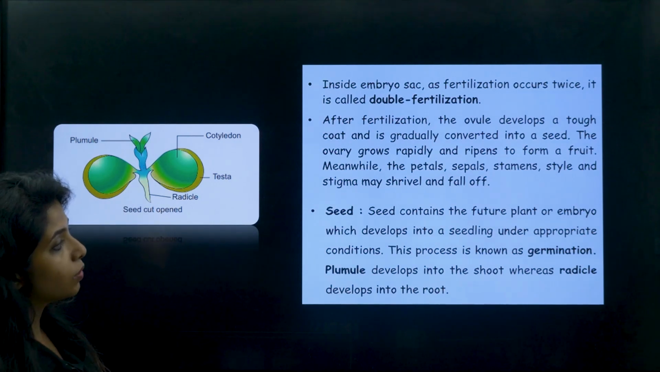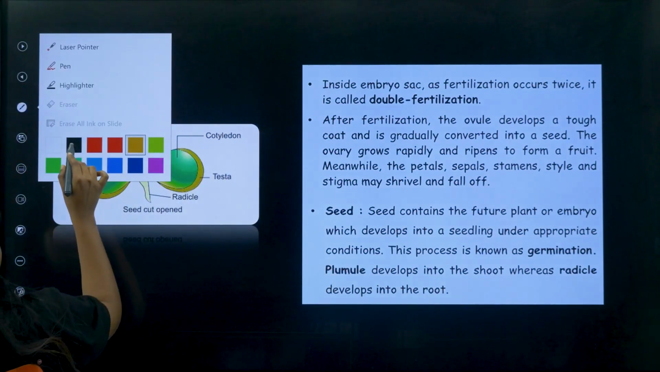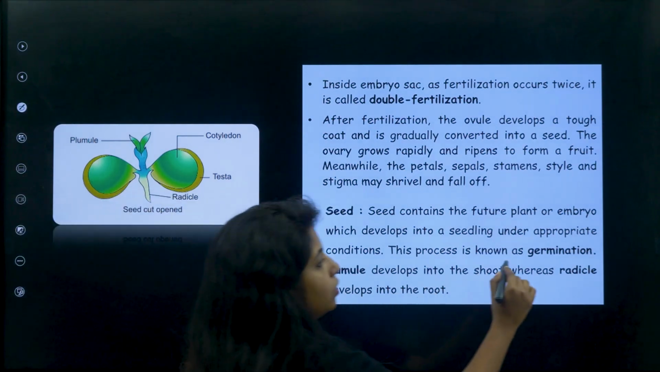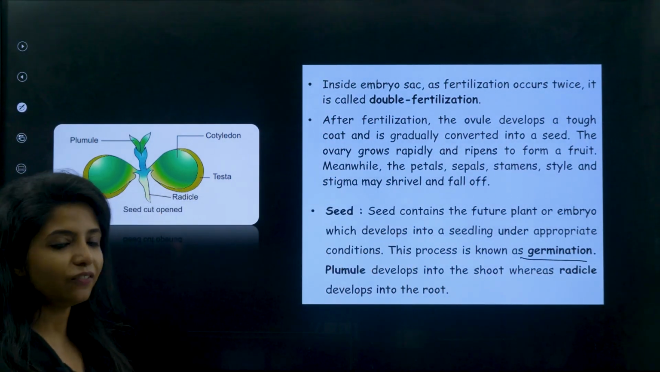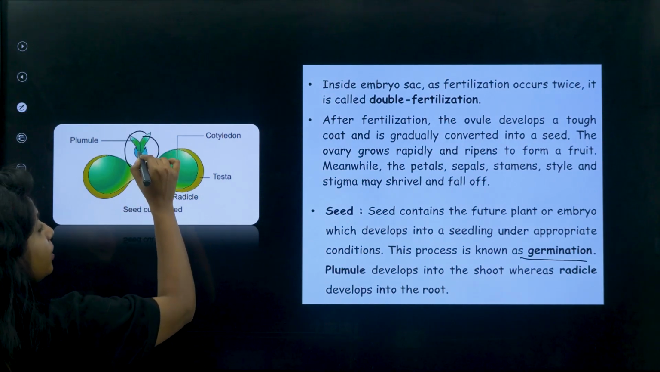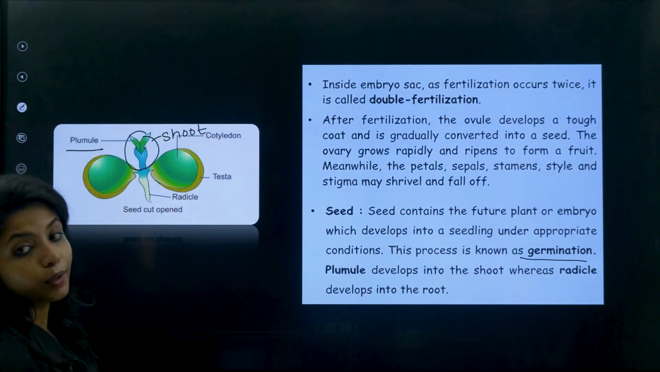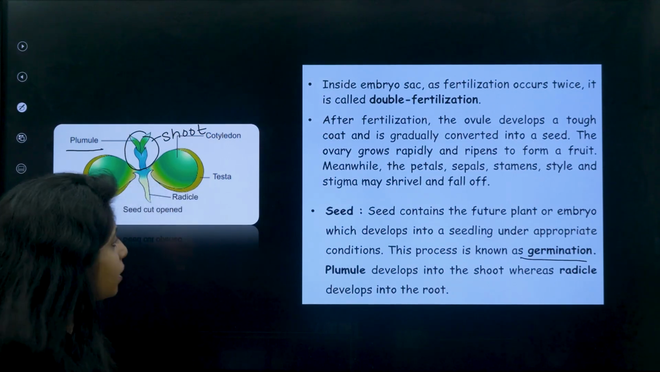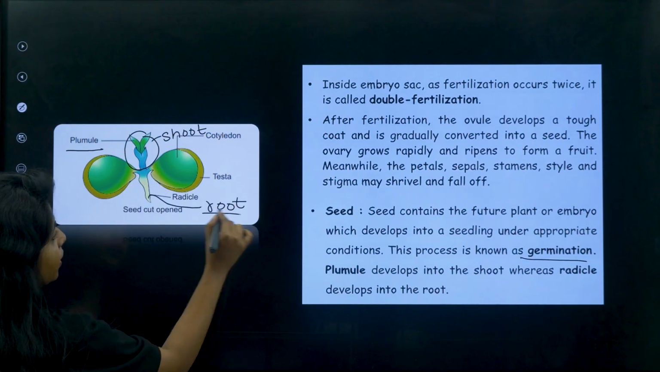Now after that, when the suitable time comes, it will give rise to what? Shoot and root, and this process is known as germination, where the part that will give rise to the shoot, what do you call it? Plumule. And the part that gives rise to the root, what do you call it? Radicle.